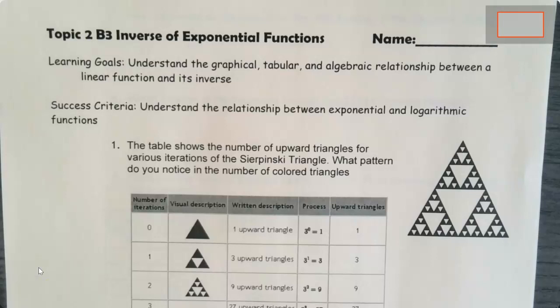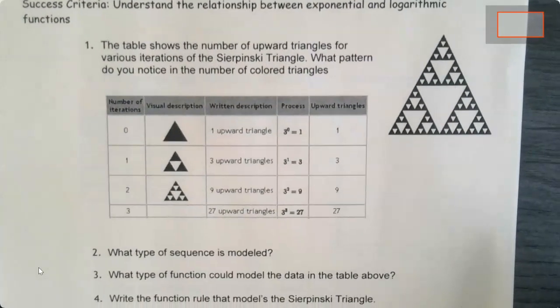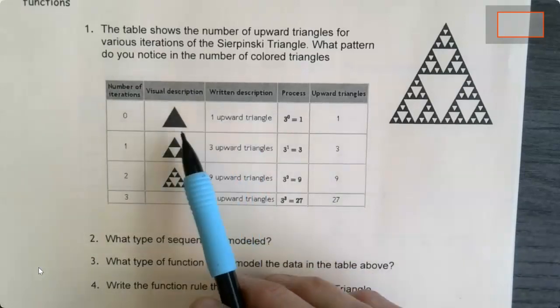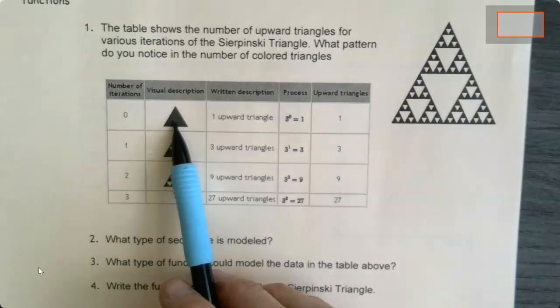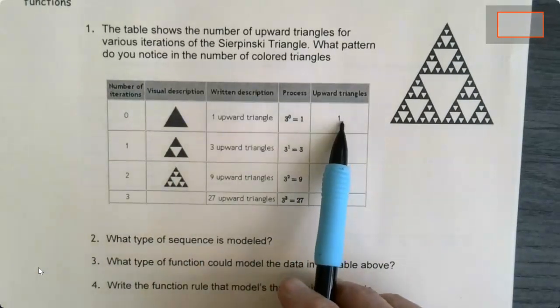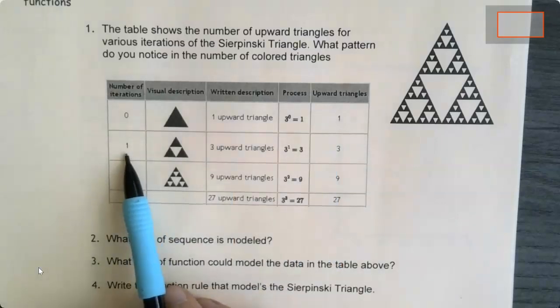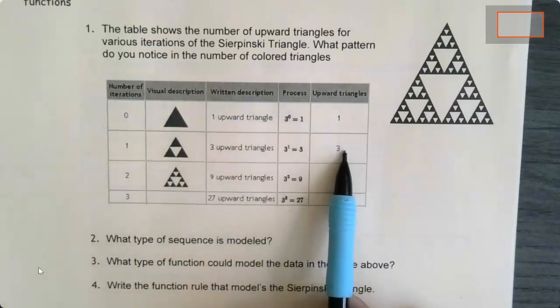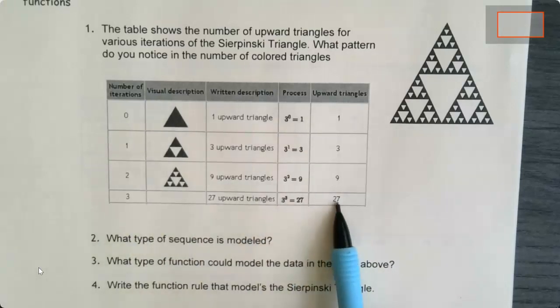We're going to take a look at the inverse of an exponential function. And the way we're going to do that is first looking at our Sierpinski triangle that we've seen before. We have a table below showing us that at the very beginning there is one black triangle, and so our output is one triangle. Then if we do one iteration, we have 3 black triangles as an output. 2 iterations is 9, 3 iterations is 27.